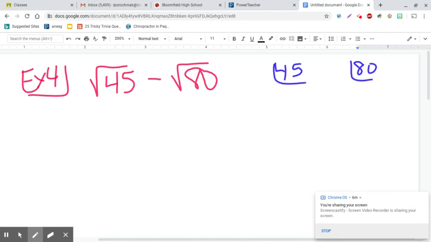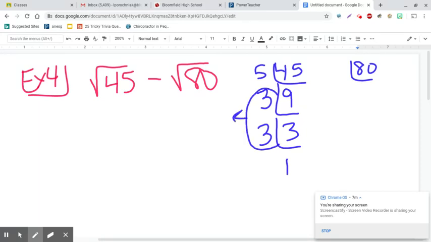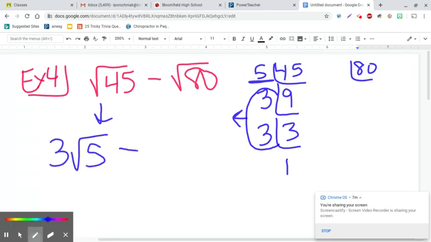I like to work with 5 because 5 goes into anything with a 0 or a 5. So 45 divided by 5 gives me 9. Only thing that goes into 9 is 3, which gives me 3. Only thing that goes into 3 is 3, which gives me 1. So I'm taking out a 3, and a 5 is staying in. So radical 45 becomes 3 radical 5. Bring down your negative.